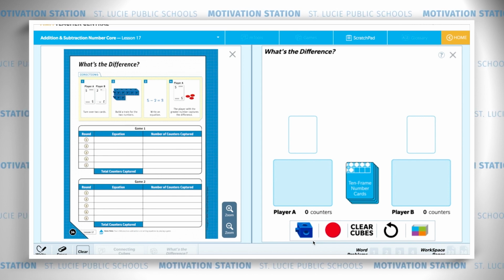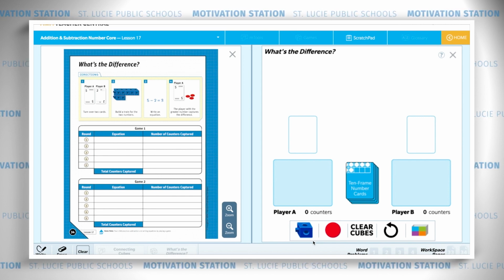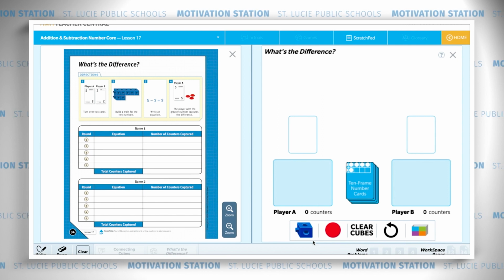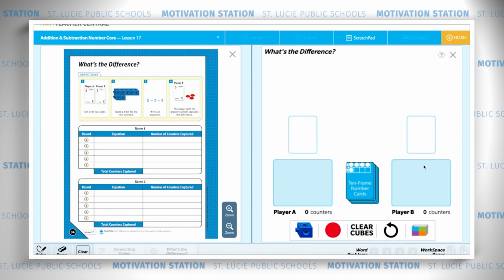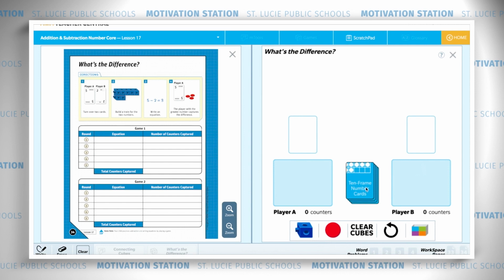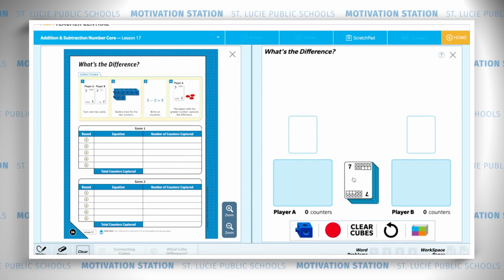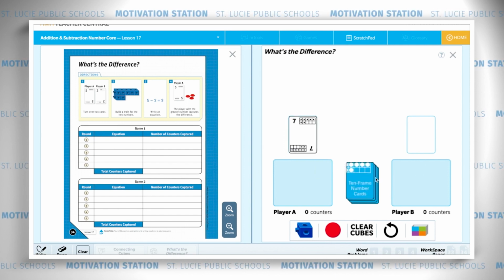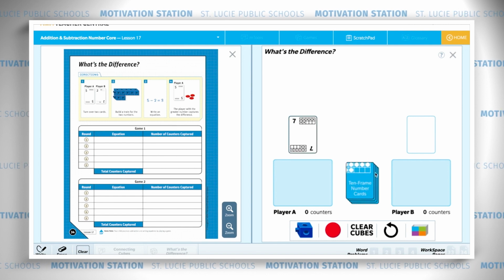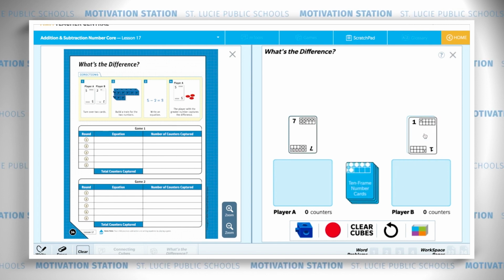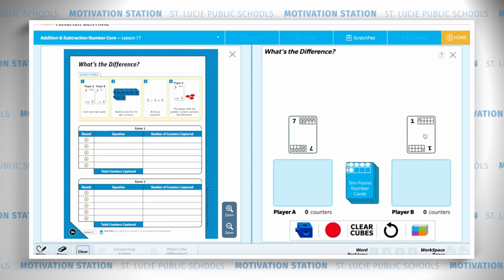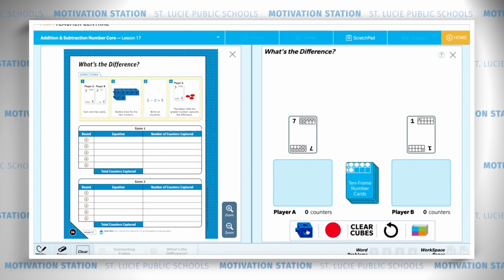These number cards have 10 frames on them to help us quickly look at 10 frames to see how many there are. Okay, I'm going to go first. So I'm going to pick a 10 frame card. And Puppy Dog's here to play with me. Woof, woof. And she's picking a 10 frame card. She picked 1. So now we're going to build a train for the 2 numbers.